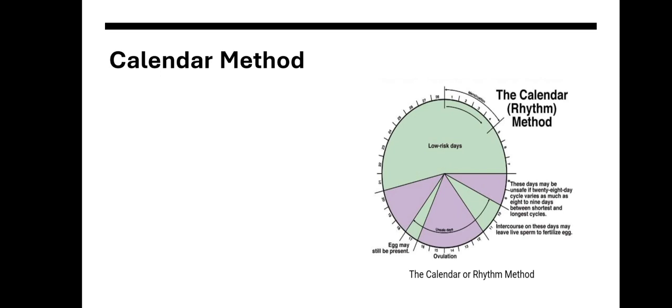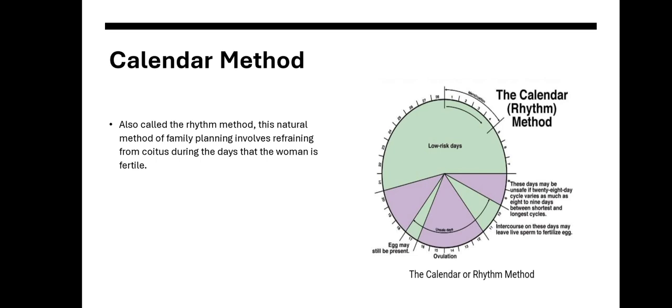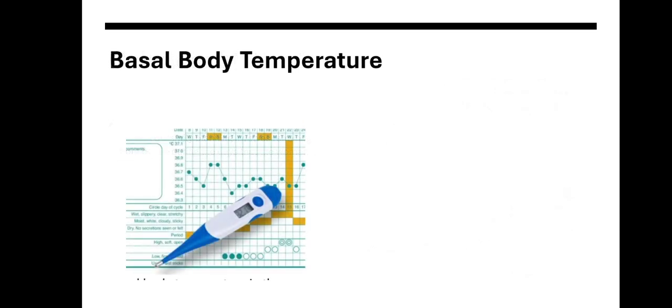Calendar method. The calendar or rhythm method. Also called the rhythm method, this natural method of family planning involves refraining from coitus during the days that the woman is fertile.